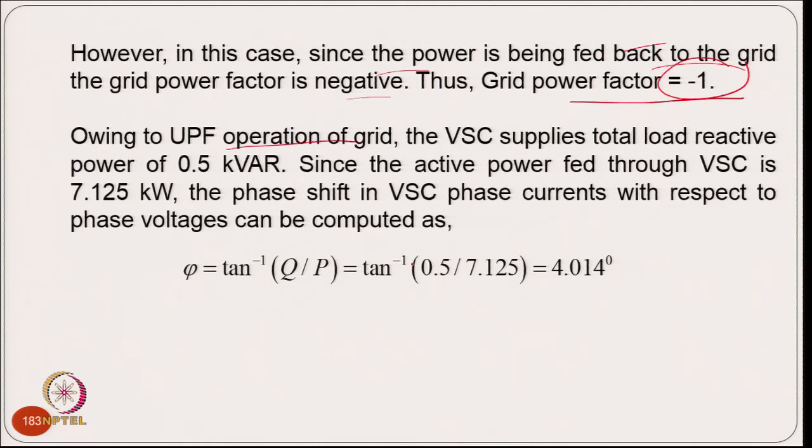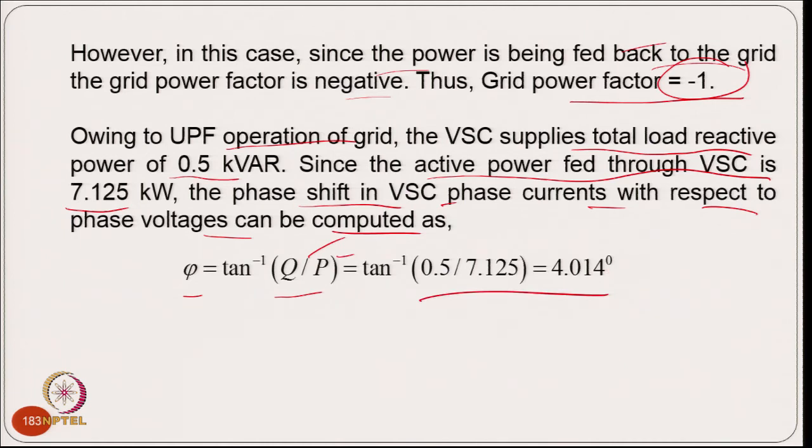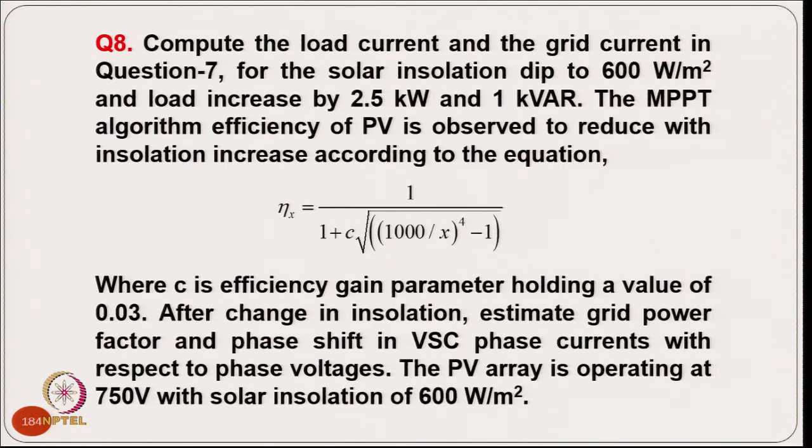So, owing to UPF operation of the grid, the voltage source converter supplies a total reactive power of 0.545 kVAr. Since the active power through the VSC is 7.125 kilowatt, the phase shift in the VSC phase current with respect to the voltage will be the angle corresponding to the active and reactive power, and that comes to 4.014 degree for the fundamental.